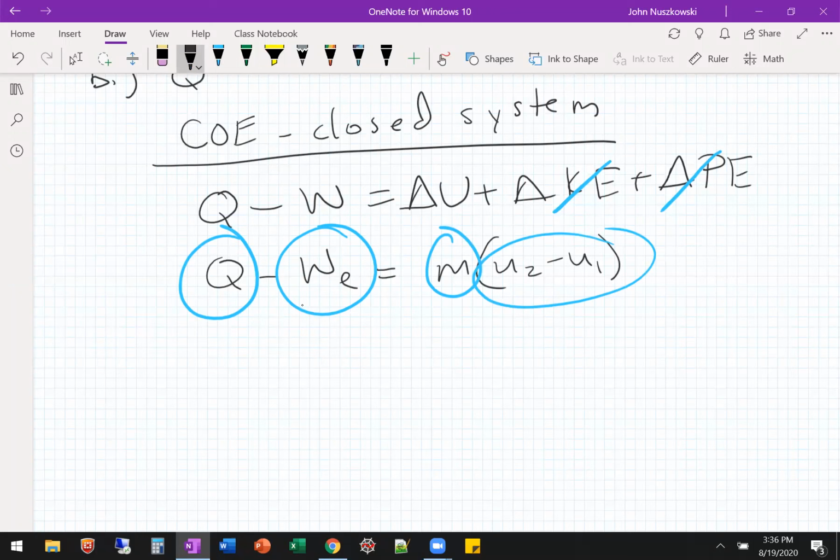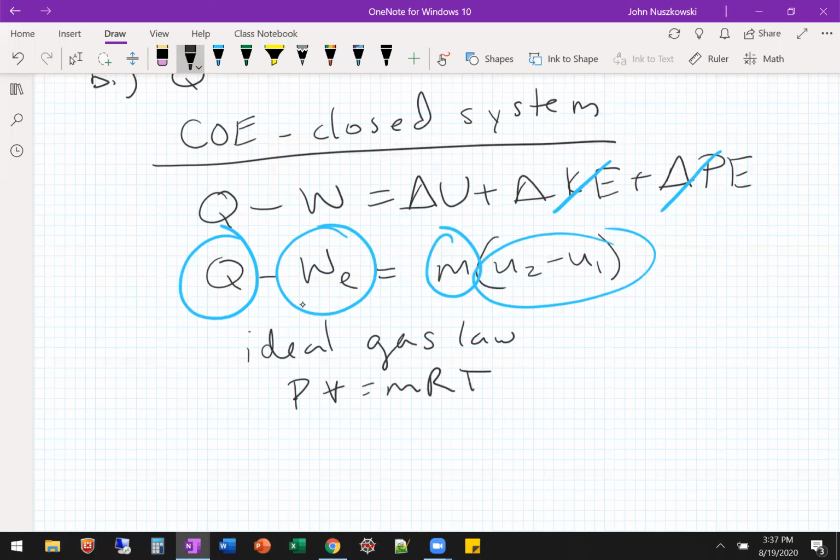To get the mass, we have the ideal gas law again. We have PV equals mRT, and if we set it up for mass, we have PV over RT. We have state one's pressure, volume, and temperature, and they give us the volume of the tank. We can look up R for CO2.